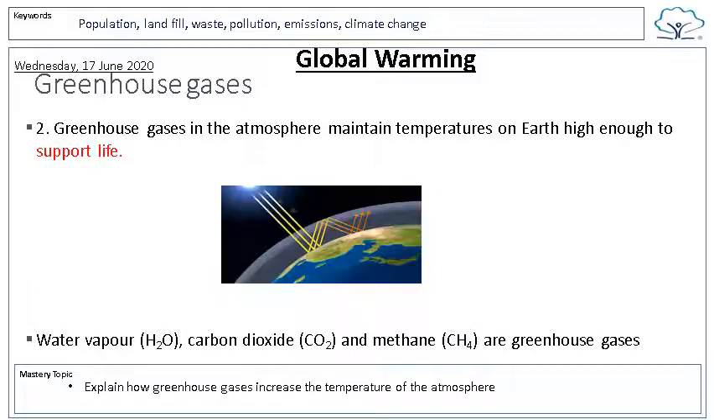But when that layer of greenhouse gases gets too thick, that's where the problem comes from. Humans are making more carbon dioxide, more methane. That's where the problem comes from, okay? So don't get confused thinking it's entirely man-made.